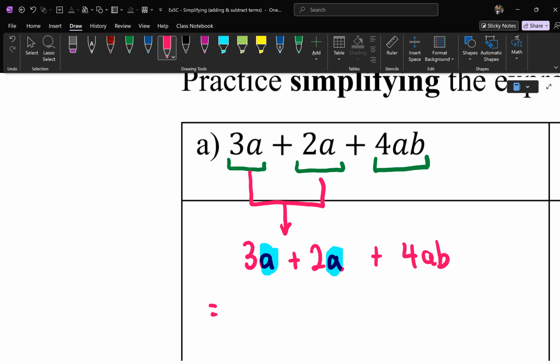Let's go with Liam. What's 3a plus 2a? That makes 5a. Very good. So together, that makes 5a.